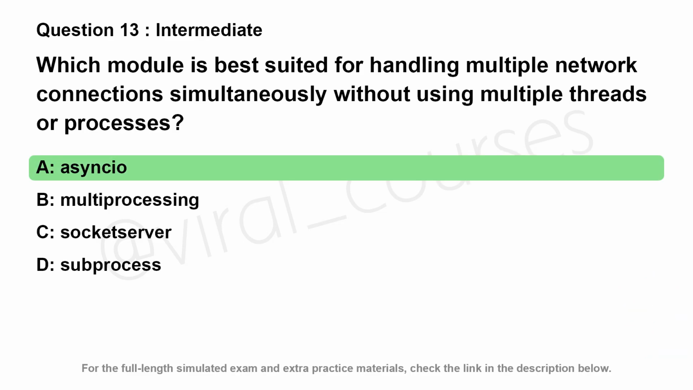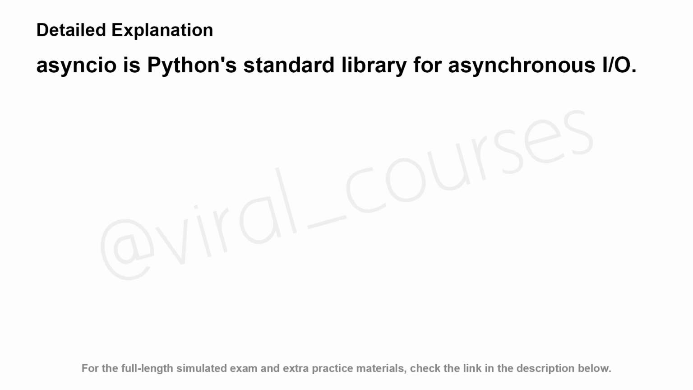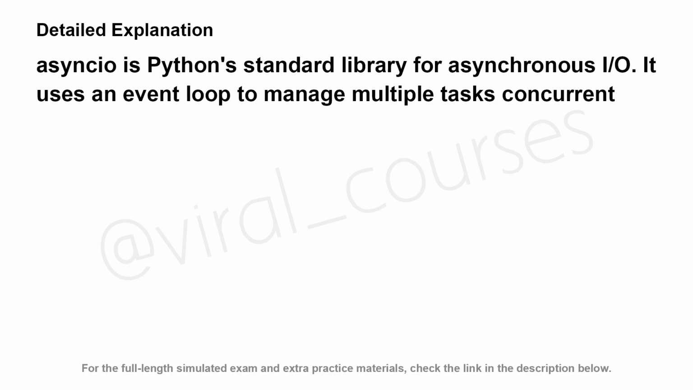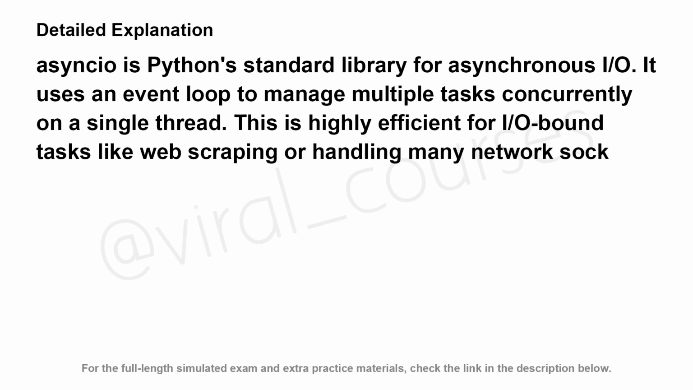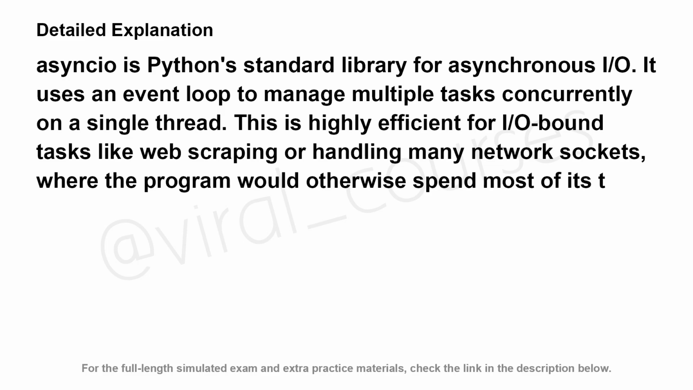The correct answer is A. Asyncio is Python's standard library for asynchronous I/O. It uses an event loop to manage multiple tasks concurrently on a single thread. This is highly efficient for I/O-bound tasks like web scraping or handling many network sockets, where the program would otherwise spend most of its time waiting for responses.